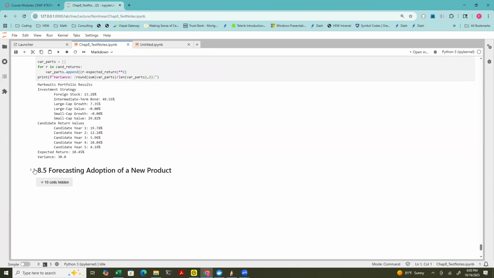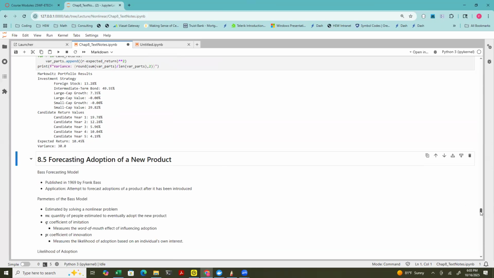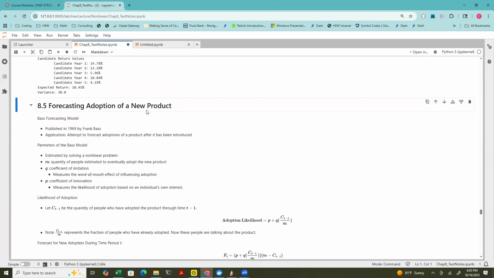So lastly, we'll look at a forecasting example and this idea of the Bass forecasting model. You can see it published by a guy named Frank Bass, late 1960s, 1969 there. And it's trying to help with a harder problem, right?